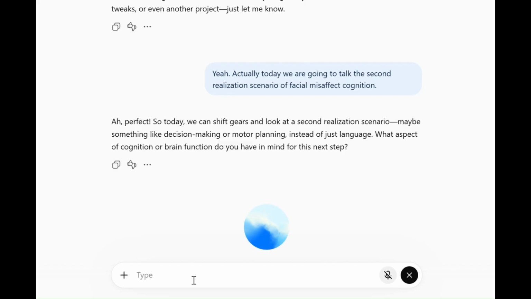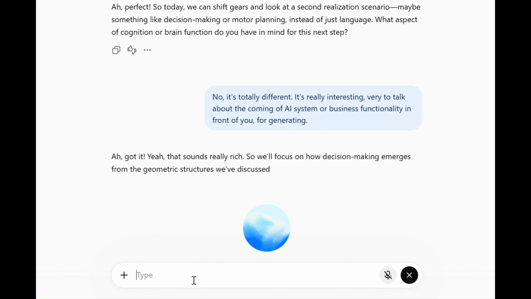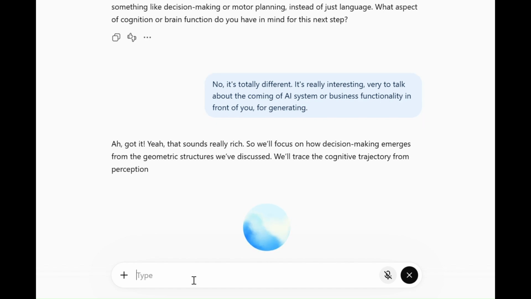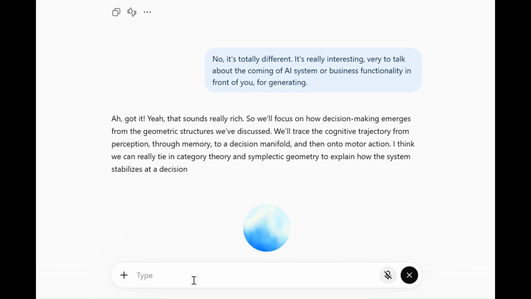No, it's totally different. It's really interesting. We are going to talk about the cognitive operating system or business functionality from the point of view of the geometry of cognition. Got it. Yeah, that sounds really rich. So we'll focus on how decision making emerges from the geometric structures we've discussed. We'll trace the cognitive trajectory from perception through memory to a decision manifold and then onto motor action. I think we can really tie in category theory and symplectic geometry to explain how the system stabilizes at a decision point. Let's unpack that step by step.